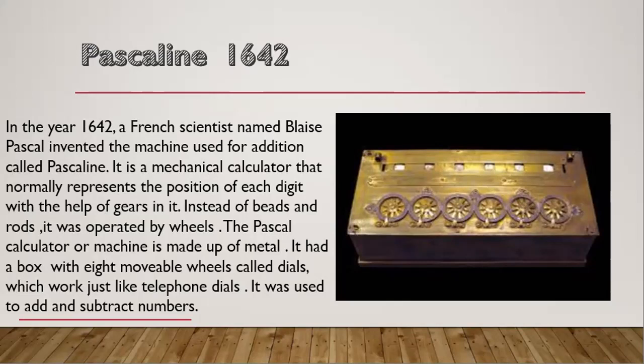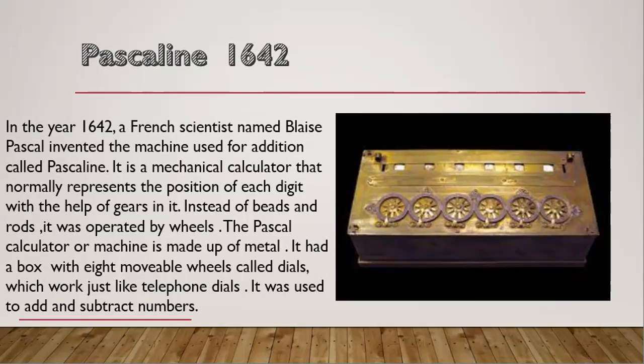So the difference between the abacus and the Pascaline is that the Pascaline was a mechanical calculator. The abacus was the simplest, and it used rods and beads, and it had the functionality to add and subtract numbers, but the Pascaline was the first mechanical calculator, and it was operated by wheels instead of beads and rods, and it could also add and subtract numbers.